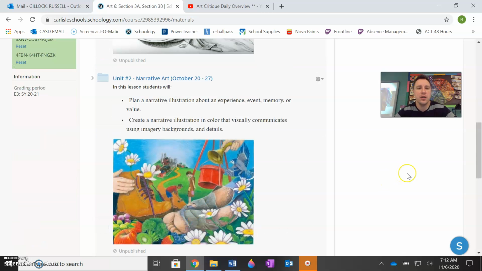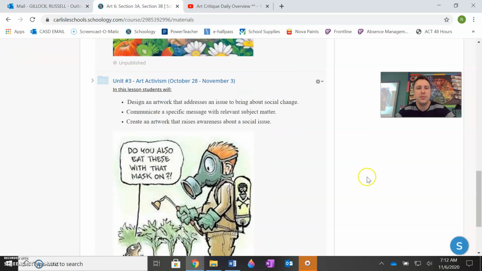After that, you're going to be able to get a lot more creative with your narrative art unit. Also, please ignore the dates. The dates obviously aren't going to refer to you, but you're going to basically create an artwork that tells a story. A narrative is a story. So you're going to think of a memory or an event that you were a part of that had a positive impact on you, and you're going to tell that story through your artwork. All right, so moving forward, last but not least, we have art activism.